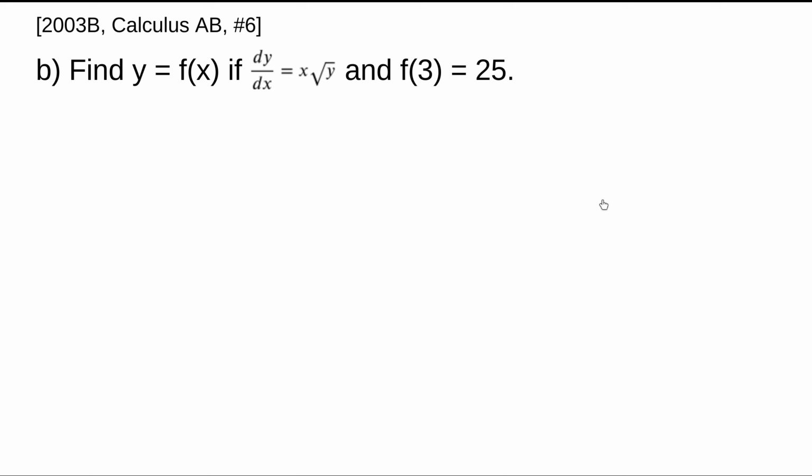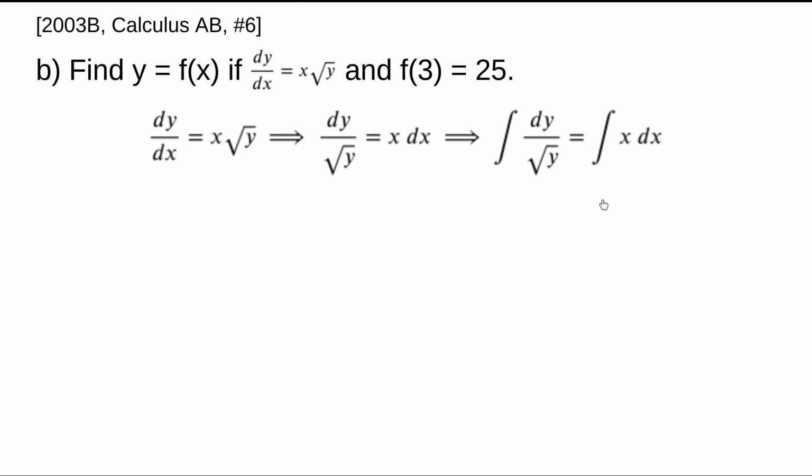In part B of this question, we are asked to find the particular solution y equals f of x if dy dx is equal to x times the square root of y, and we use the initial condition that f of 3 equals 25. For this question, as with pretty much any question where you have to solve a differential equation in a free response, the expectation is that you're going to use separation of variables. In fact, not using separation of variables could prevent you from earning any points on that particular part of the free response question.